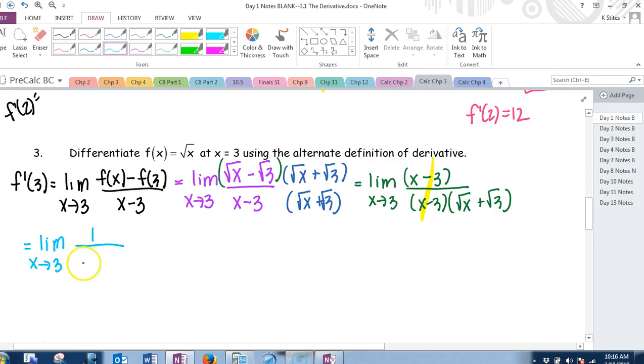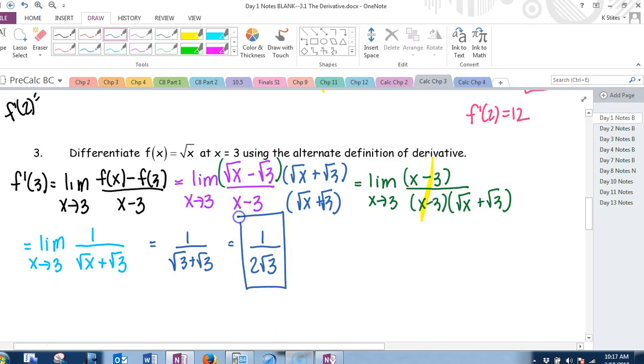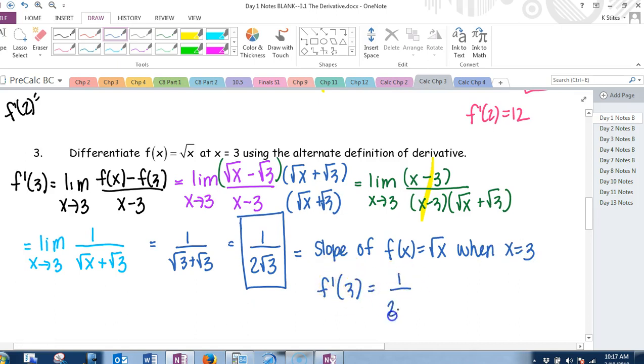Remember, we don't care if there's a radical in the denominator as long as when you plug in your number, you don't have a 0. So we can plug in a 3 now, and we will get 1 over root 3 plus root 3, which is 1 over 2 root 3, which you can rationalize or not. I'm just going to leave it like this. So this is the slope of f of x equals root x when x equals 3. Or you could say f prime of 3 is 1 over 2 root 3.